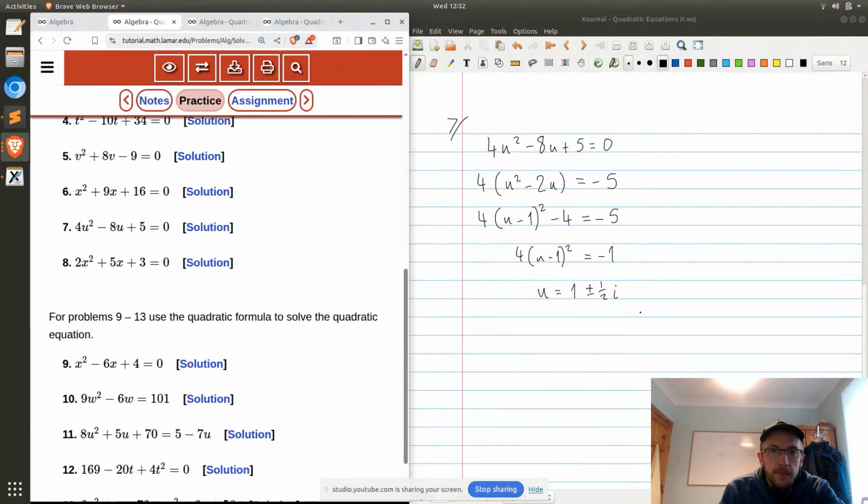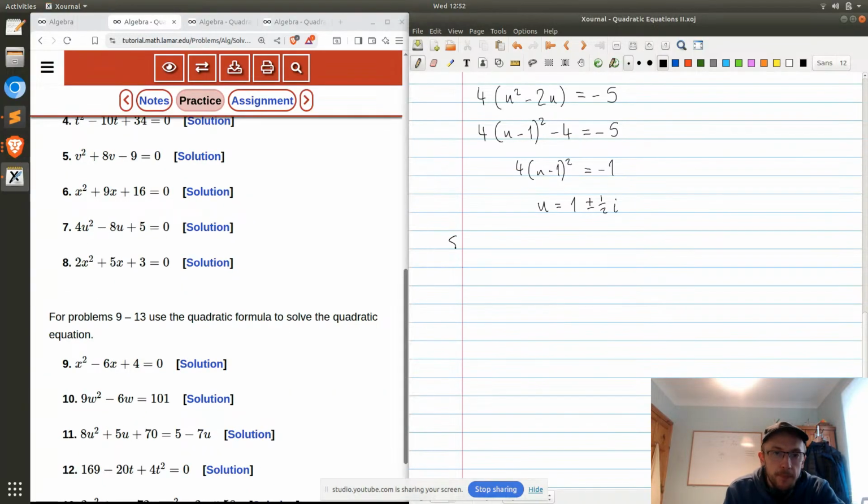Next up, problem 8. Isn't that great? So, yeah, I'm going to divide everything through by 2. Personally, that's what I'm going to do. So I'm going to have x squared plus 5 over 2x equals -3 over 2. Thank you very much. And then I shall complete the square. So I get x plus 5 over 4 all squared. And I want to take away 25 over 16, just like that.